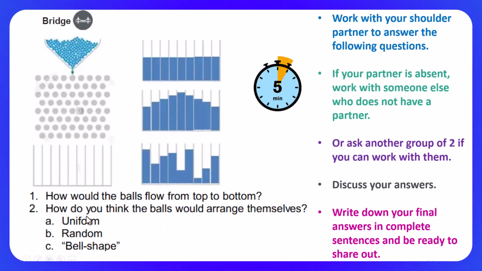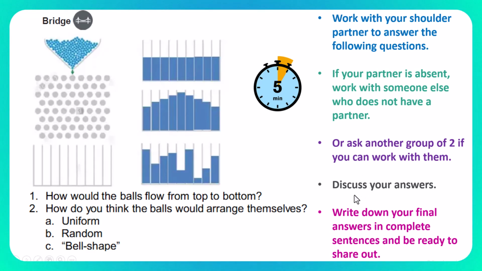The first thing we're going to do, take about 5 minutes to work with your shoulder partner to answer the following questions. If your partner is absent, work with someone else who does not have a partner, or ask another group of 2 if you can work with them. Discuss your answers. Write down your final answers in complete sentences and be ready to share out. So use those 5 minutes productively.